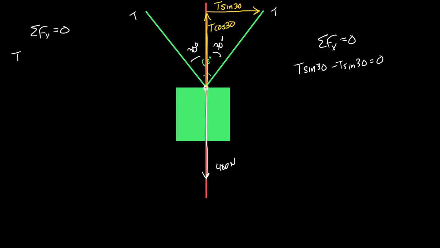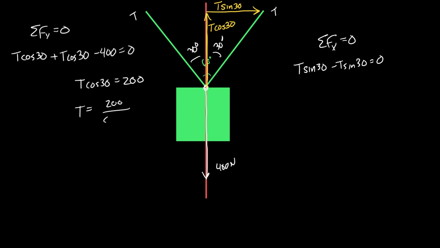It can be more than this, and the box accelerates upwards, but the least is it moving at constant velocity. So there will be a T cosine 30 plus a T cosine 30 minus 400 equals 0. So it seems to me that T cosine 30 equals 200, and T equals 200 divided by the cosine of 30 degrees. That's got to be the tension in the cable.